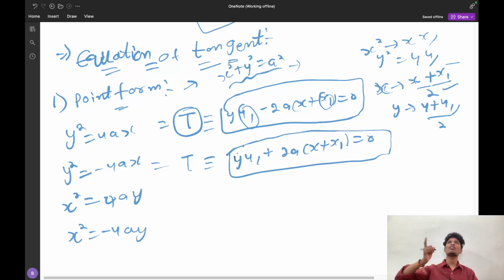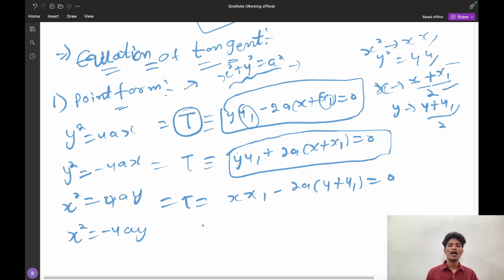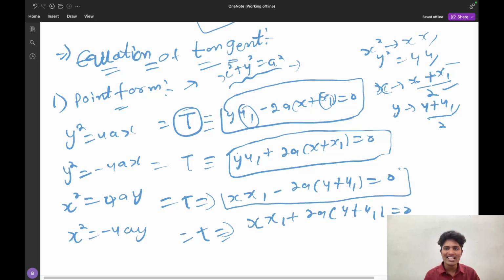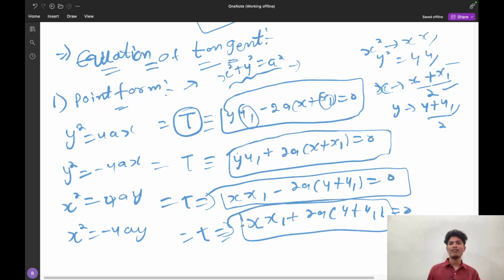Suppose the equation given is y square equal to 4ax, so y square becomes y(y1). And if it comes to the left side, it will be minus 2a into x plus x1. Yes, and for this, T is equal to x(x1) minus 2a into y plus y1 is equal to 0. And for this one, T is equal to x(x1) plus 2a into y plus y1 is equal to 0. There is a slight change in the equation. In the place of y, now comes the x. That's it. The remaining everything will be same.